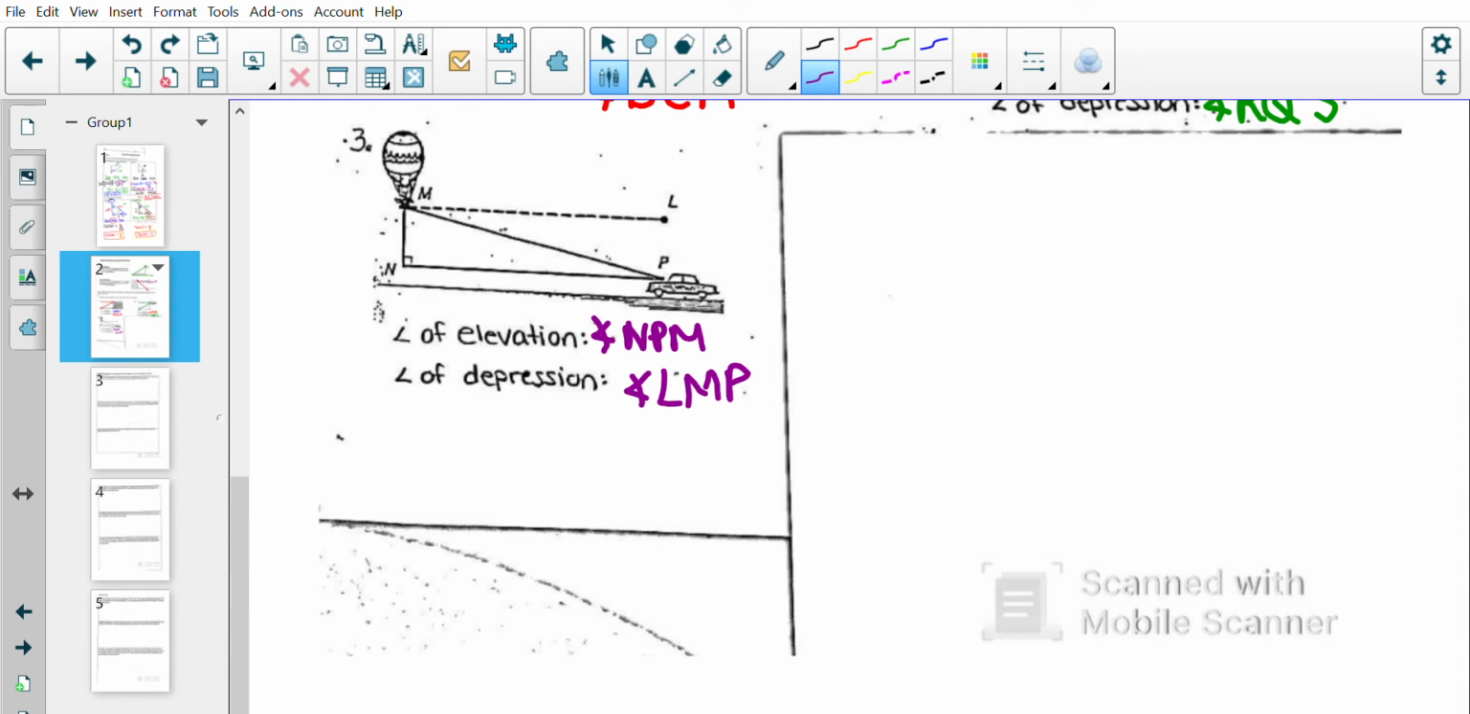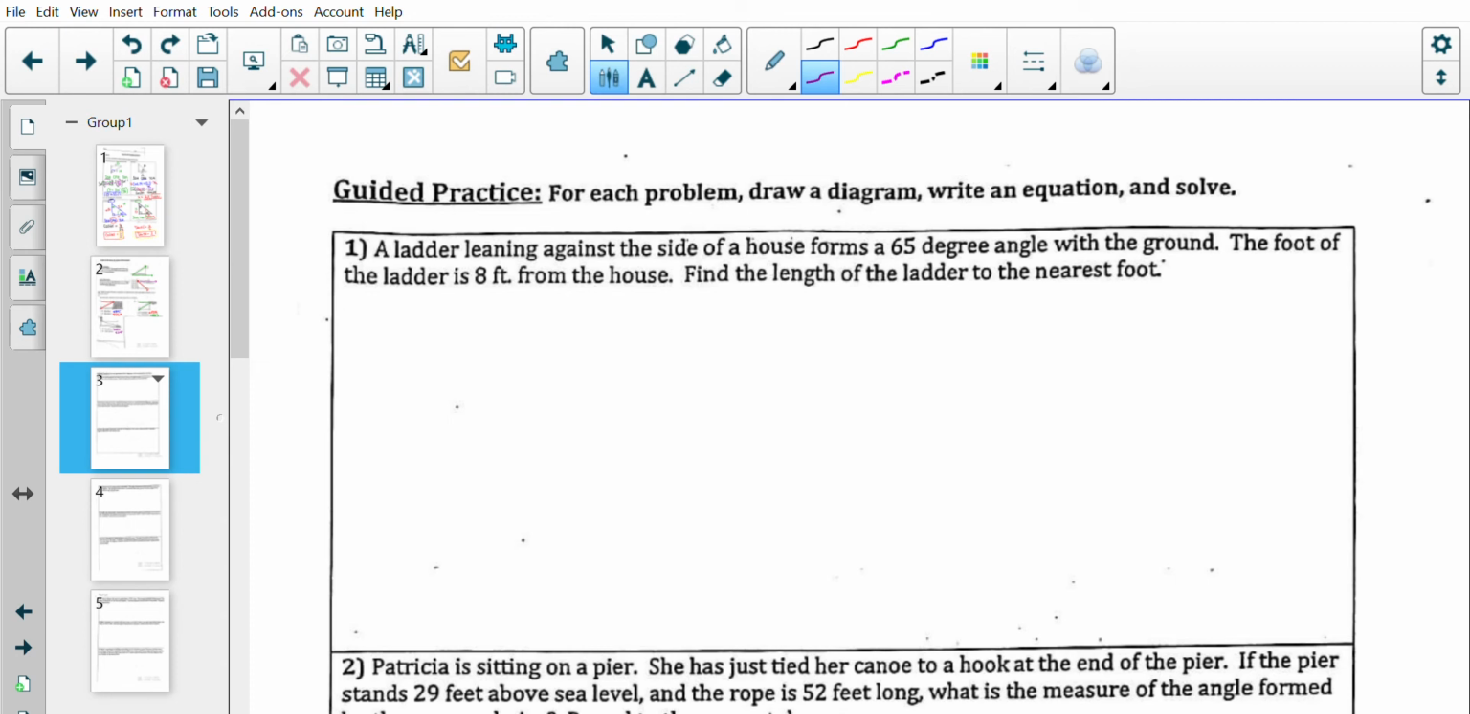All right, let's do some word problems. It says a ladder leaning against the side of a house forms a 65-degree angle with the ground. The foot of the ladder is 8 feet from the house. Find the length of the ladder to the nearest foot. So my biggest suggestion to you all is not to get overly complicated with these diagrams.